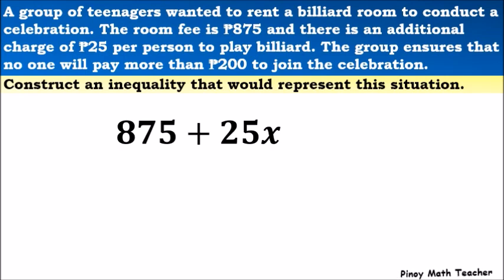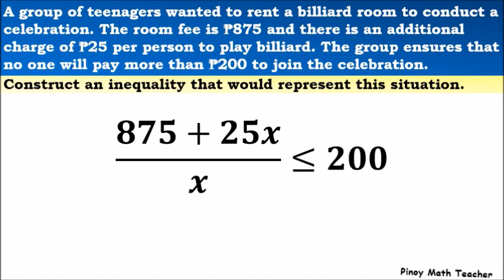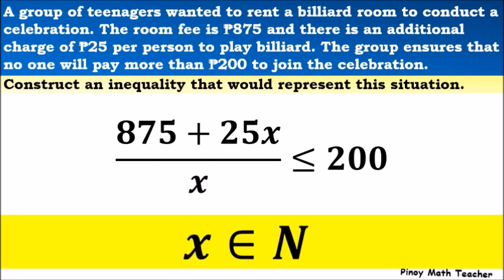Kaya lang ang kailangan nating malaman ay yung amount na paghahati-hatian ng a-attend. So, divide natin yan by X. Inequality tayo. Dapat ay walang magbabayad ng lagpas sa 200. So, at most 200 pesos ang magagastos ng bawat teenager. Kaya ang gagamitin natin ay less than or equal to 200. Mag-set na rin tayo ng restriction dito na X is an element of natural numbers dahil ang X ay bilang ng tao at walang bilang ng tao na negative or halimbawa ay kalahati.